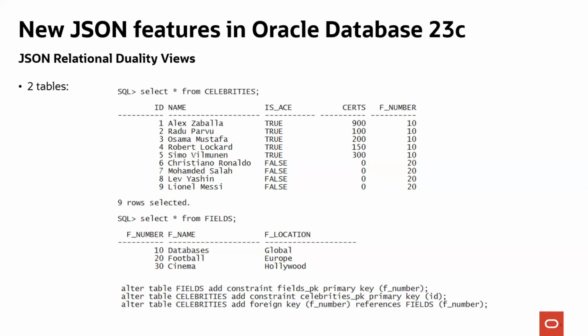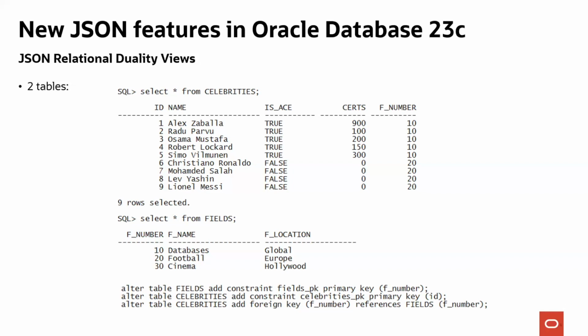All right, very good. So the top table is called celebrities, and the second table is called fields. Those people that you see on the celebrities table are real people. The top 5 are famous database experts, and the bottom 4, of course, are football players. We have a column, which is a Boolean type, which is also new in 23c. It's called is_ace, which means that they hold the title of an ace. Ace is a title given to people in the database community who have made significant and major contributions to the database community. And we have a column called certs. This is the number of certifications they hold. Of course, football players usually don't certify databases. And we have the field number.